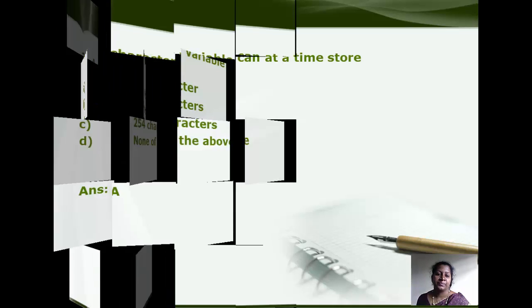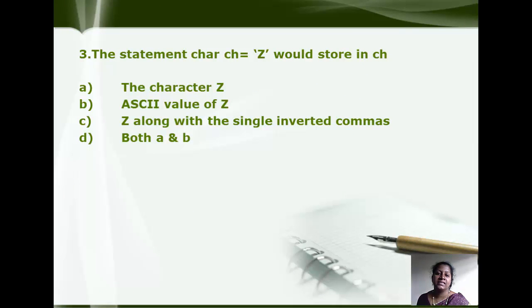The third question, the statement character CH is equal to 'Z' would store in CH. The first option, the character Z, B ASCII value of Z, C 'Z' along with the single inverted commas, and D both A and B. You know that when you declare a variable to be a character variable, it stores the ASCII value. So the answer for that is option B, where the ASCII value of Z will be stored in CH.